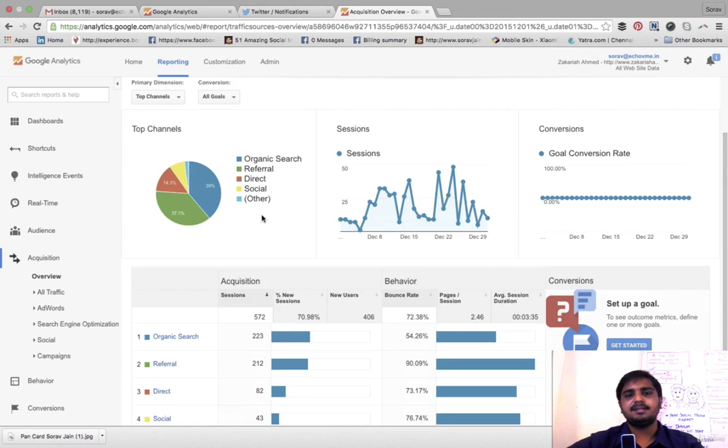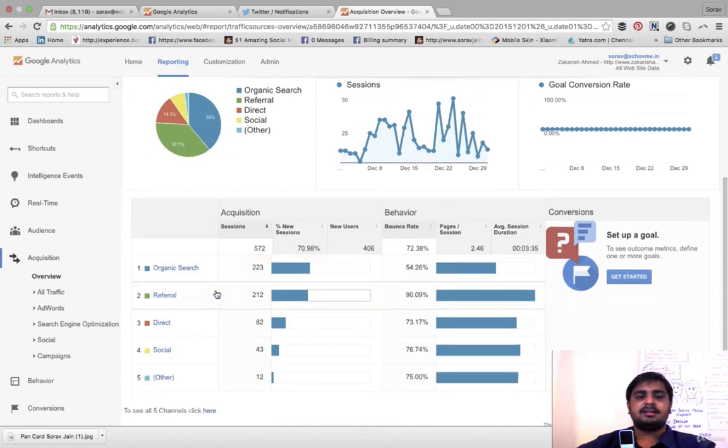Now the parameters that we need to really take into consideration here: organic search is nothing but the behavior of the person who comes through Google or any other search engine for that matter. Referral is basically people who come from other websites where we have got a reference. Direct is people when they type the blog name directly. Social is when they come from social networking sites.